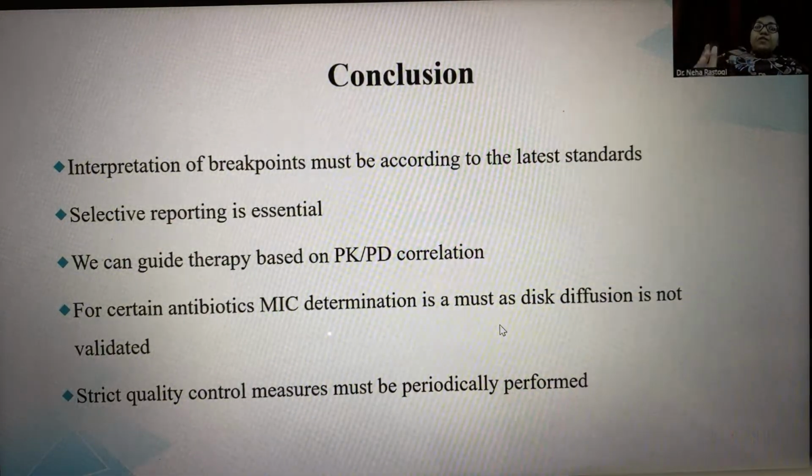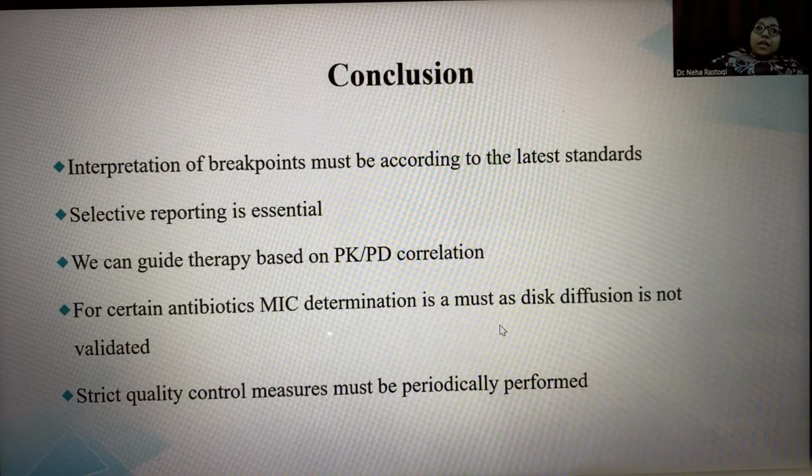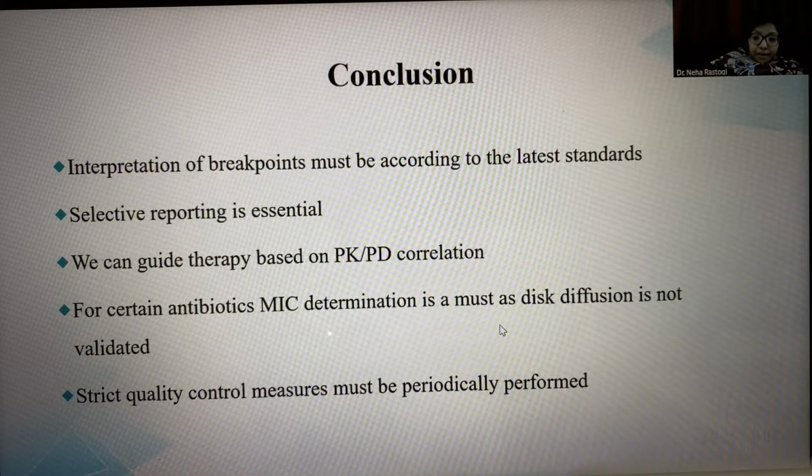Guidance of the therapy based on not only the interpretative breakpoints but also the resistance mechanism, whether by phenotypic, molecular or rapid card-based test, helps in PK/PD correlation, also the choices, also sometimes the dosages as well, and also the site-specific targeted therapy.